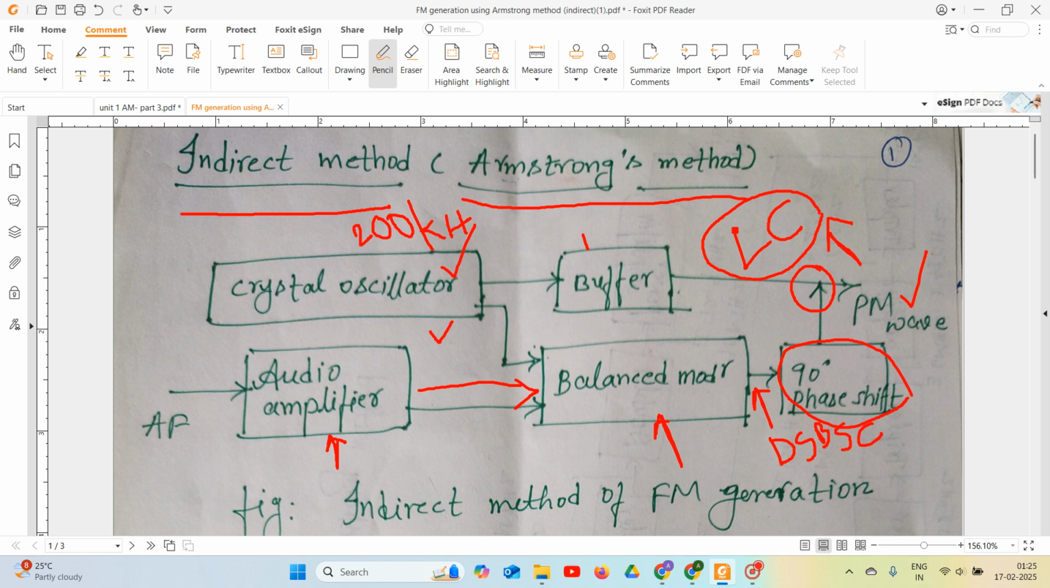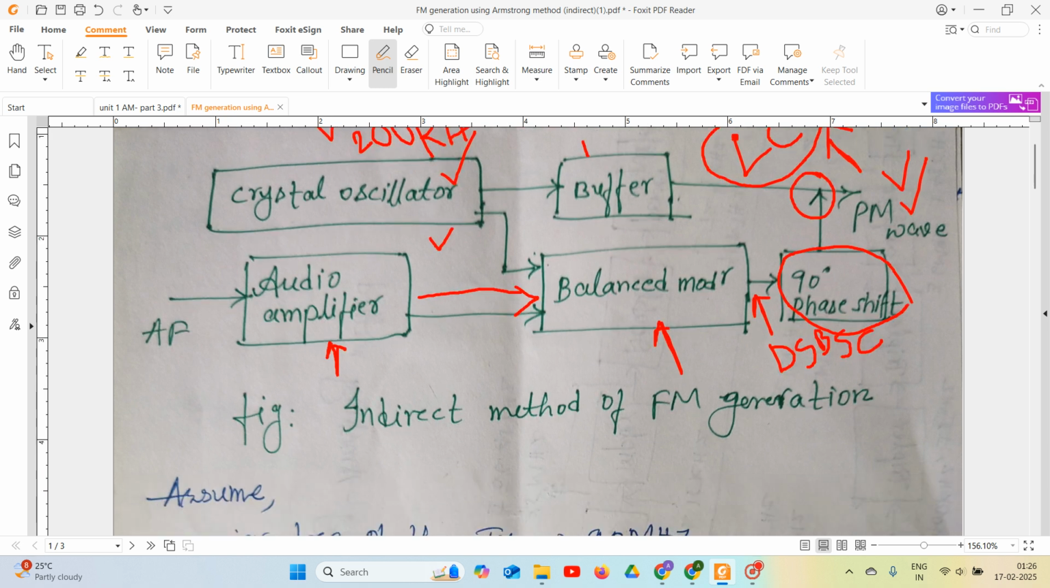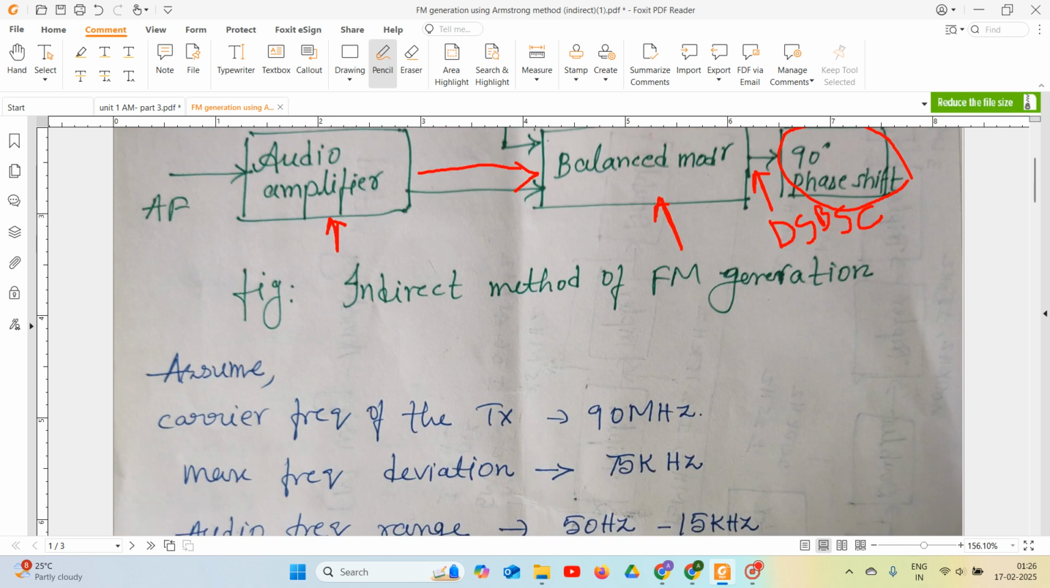Here, as I said, we are generating the frequency modulated signal, so what is the need of generating a phase modulated wave? As I said, it is an indirect method. We are generating the FM signal from the PM wave. So this is the block diagram of FM generation. We have not yet generated the FM wave; from the PM wave we are going to generate it.